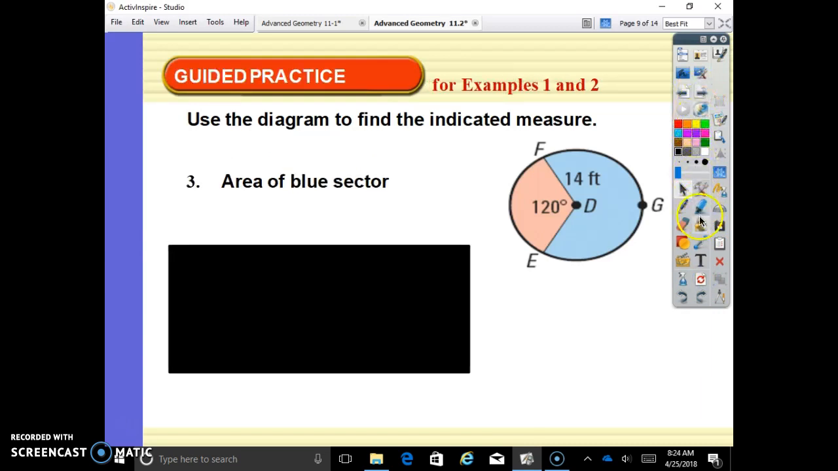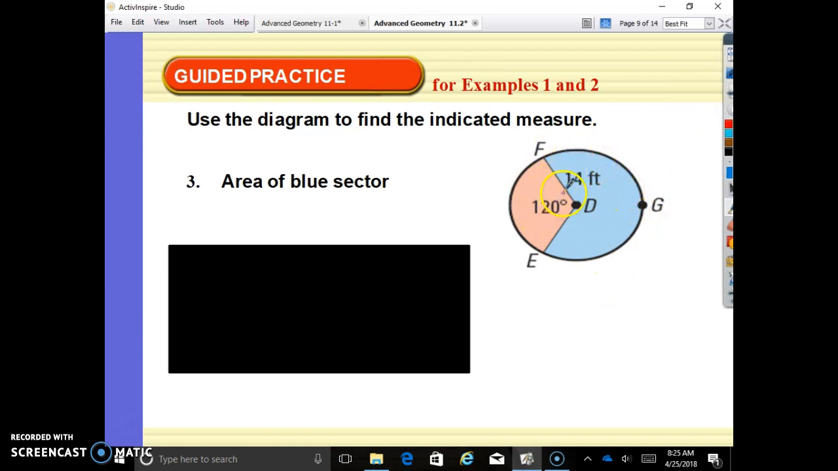All right. So area of the blue sector. You could take the area of the whole thing minus the area of the red to get the blue, or you could just do the problem, which I suggest just doing it from scratch in case you made an error on the red. You can get partial credit and not get them both wrong. 360 minus 120. What is 360 minus 120?